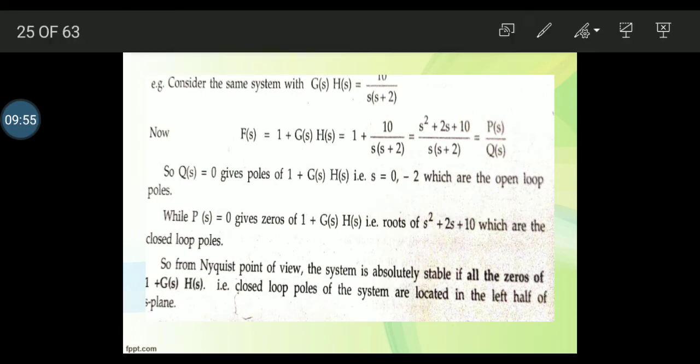So the stability criterion we have discussed remains the same, but the way it is expressed is changed by analyzing the function 1 plus G(s)H(s) for its open loop poles and zeros. This is what is called the Nyquist criterion. Next we'll see about encirclements.